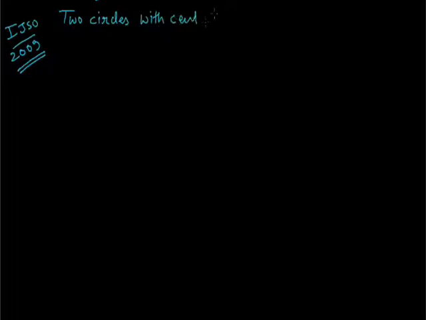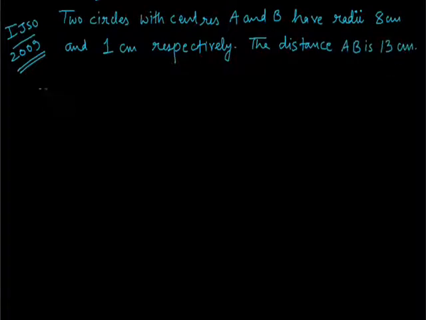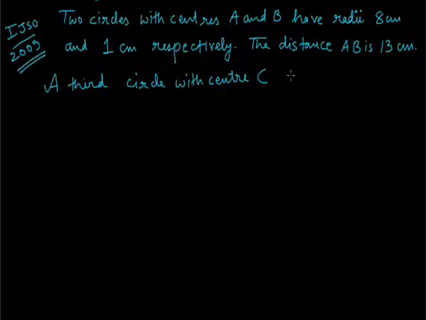Now let us do a question based on it. This question has appeared in IJSO 2009. The question is, two circles with centers A and B have radii 8 cm and 1 cm respectively. The distance AB is 13 cm. A third circle with center C and radius R centimeter touches.